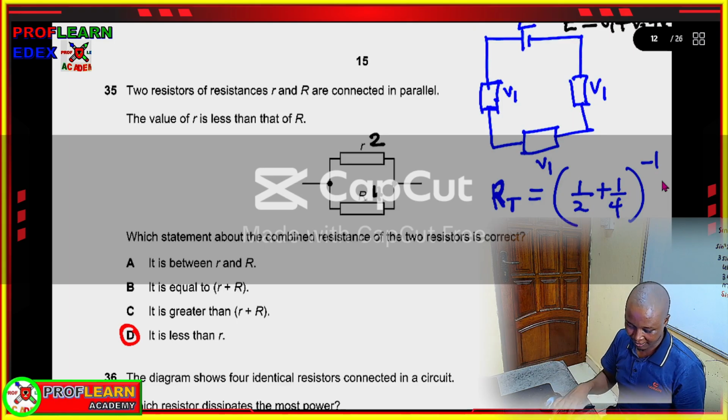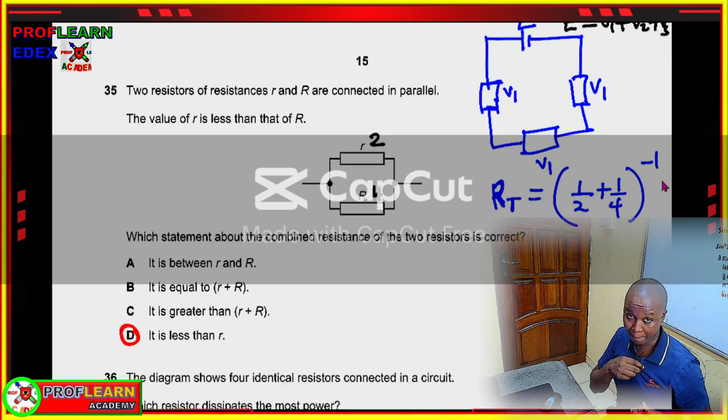I don't know why this microphone is a bit far. Okay, can you hear me now? Okay, so we're going to say now the resistance will be 1/2 plus 1/4, then raised to the power -1. The final answer becomes 1.33.